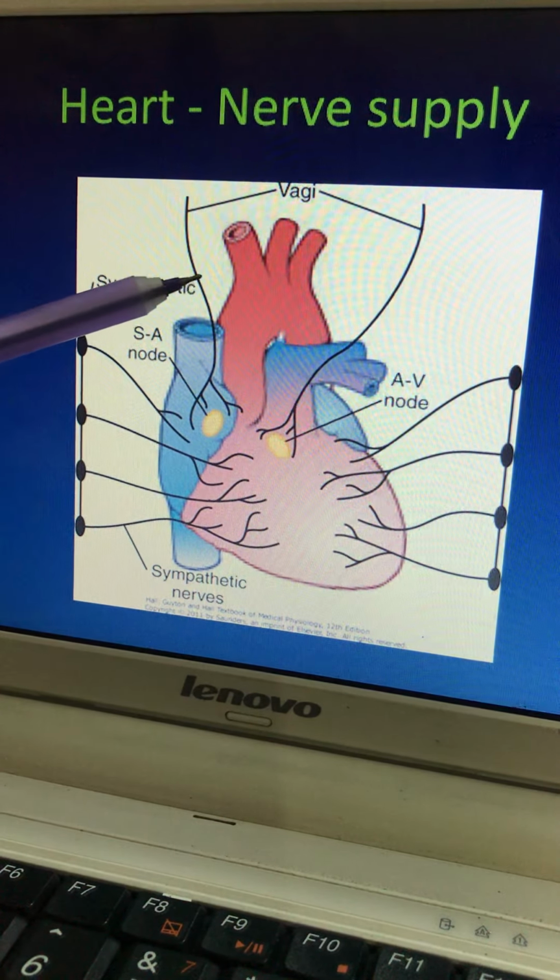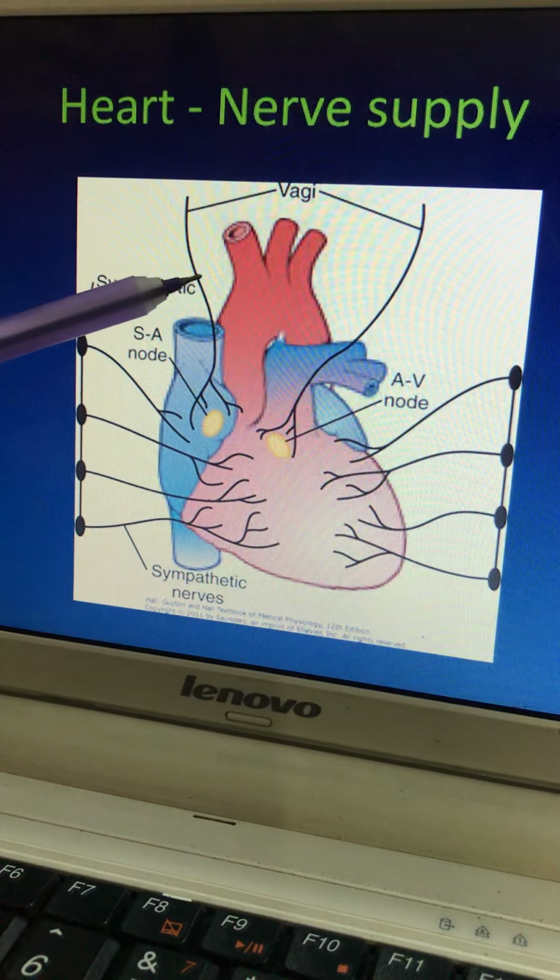Now, effect of drugs and diseases. Drugs like epinephrine increase the heart rate due to direct action on the heart. In thyrotoxicosis, that is increased thyroid hormone, there is increased heart rate.